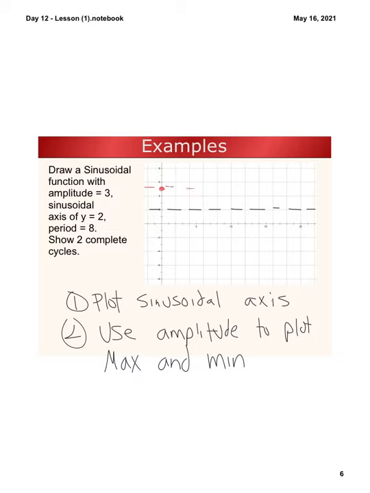And I'm just going to draw a dotted line in here so that we can see that. And then I know that my minimum is going to be at 2 subtract 3, so it's going to go all the way down to -1. Now I have to show 2 complete cycles and they need to have a period of 8.